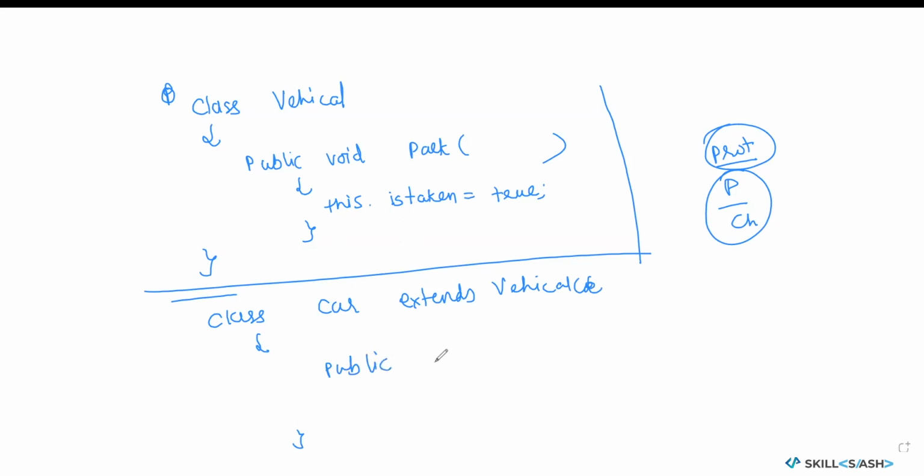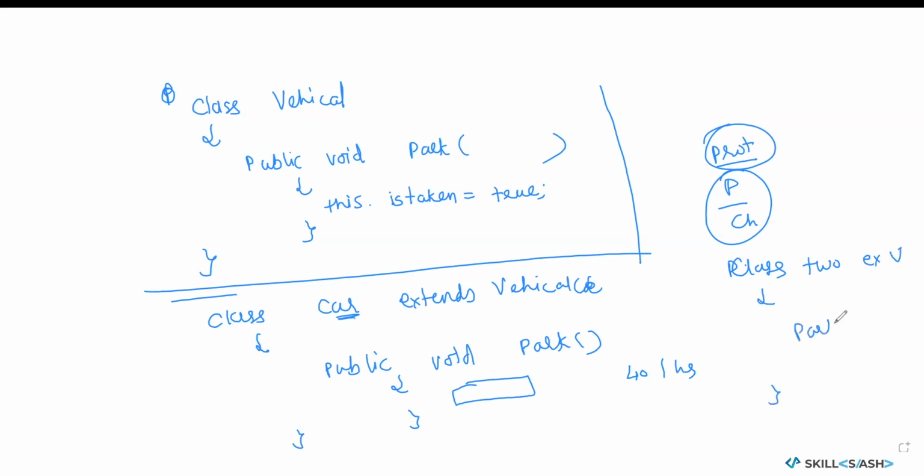This class can also have a void park method, and here I can put some business logic of a car. Something like, if it is a car, the charges are 40 rupees per hour. If I'm creating a class TwoWheeler which extends Vehicle, and in that park method I use business logic, the parking charges are 10 rupees per hour, and the start time is this and the end time should be this. In that way, I'm creating methods.